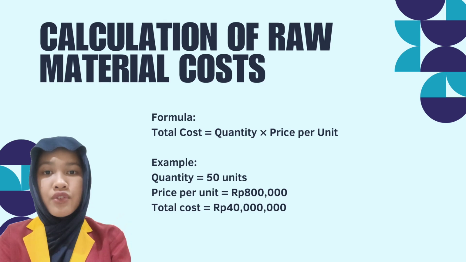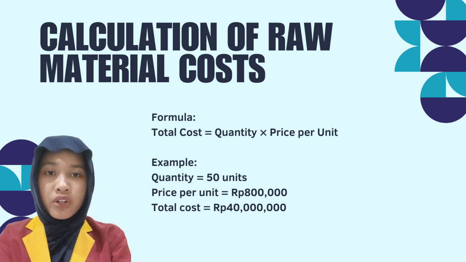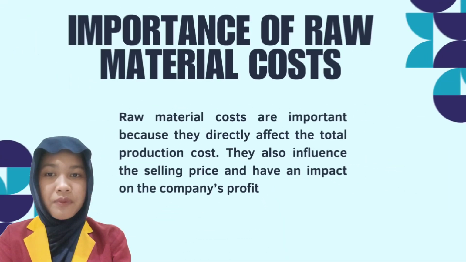Next, I will explain how to calculate raw material costs. The formula used is total cost equals quantity multiplied by price per unit. In this example, the quantity is 50 units and the cost per unit is 300,000 rupiah. So the total cost is 40 million rupiah. This calculation is very important for budgeting, planning, and evaluating production costs.